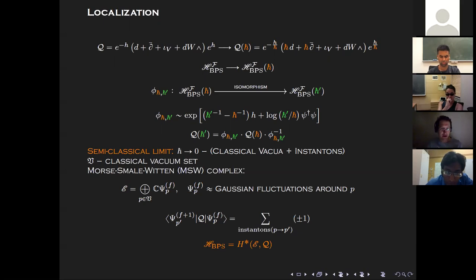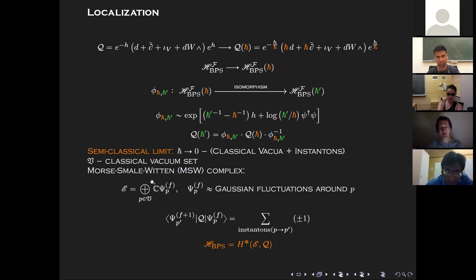And our favorite value is the semi-classical limit, when I tend h bar to zero. So I care only about classical vacua and some instanton jumps, or perturbative instanton jumps between them. And this comes in a precise formulation in terms of a package of the Morse-Smale-Witten complex.